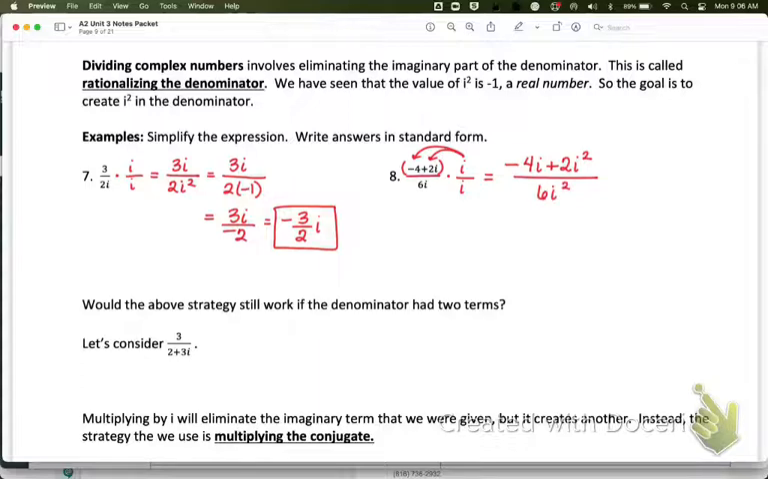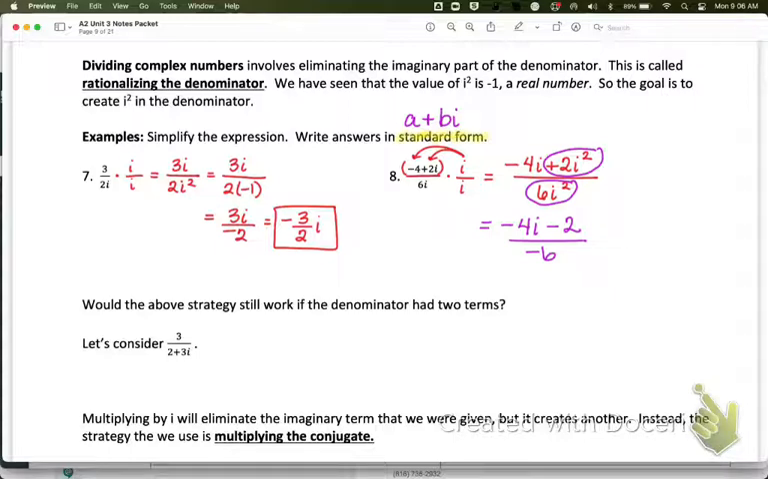Now, hopefully you're noticing the pattern. Since i squared is -1, all multiplying by an i squared does is change the sign. So we get -4i minus 2 over -6. Now, because we want all of our answers to be in standard form, that means they need to be in the form of a plus bi.